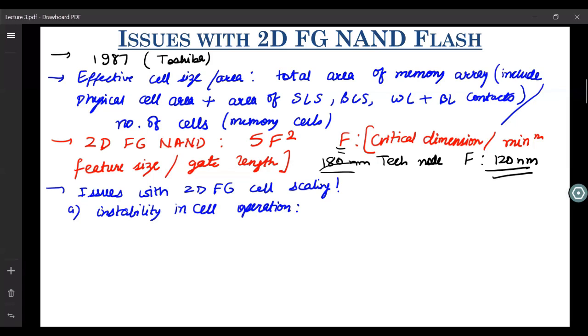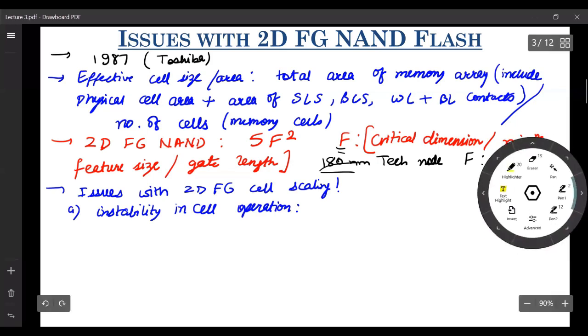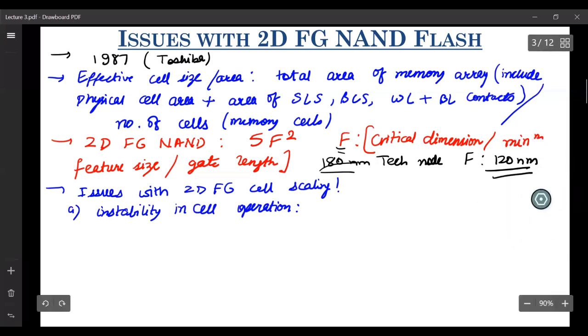However, as you scale down these devices, there was this VT widening, or threshold voltage distribution widening. So let me write that: threshold voltage distribution widening.